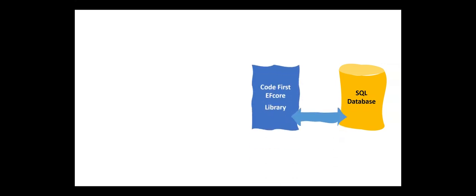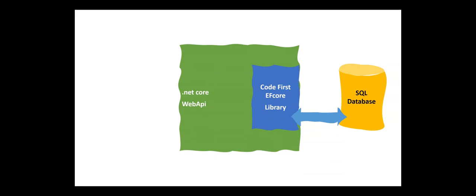To get information in and out of the database, we will be writing a library. In this instance, in .NET, an Entity Framework code first library. To make this publicly accessible, we will wrap this with some web APIs, again created in .NET Core, and securing it using Microsoft Identity Framework.